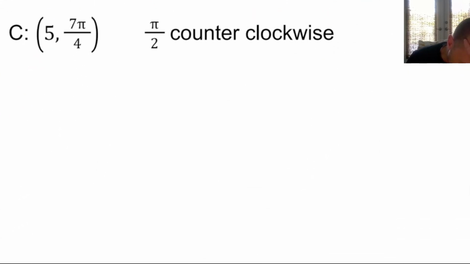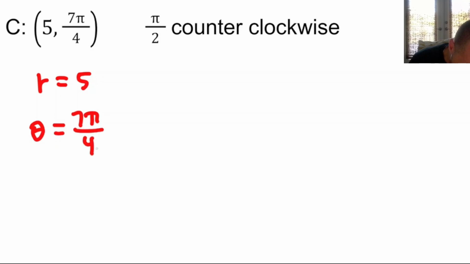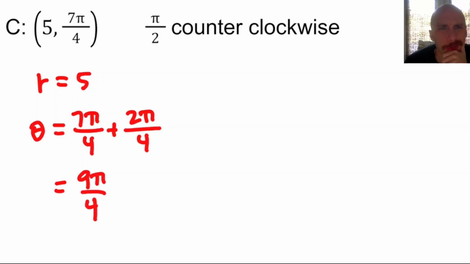Okay, pi over 2 counterclockwise. And counterclockwise, we're going to add pi over 2 to whatever our original theta was. So that's going to be r equaling 5 and theta equaling 7 pi over 4 plus pi over 2, which is 2 pi over 4. That would be 9 pi over 4. And you're like, oh, 9 pi over 4, that's not a number I know. But that's just a little bit bigger than 2 pi, by pi over 4, so this is coterminal to regular pi over 4.